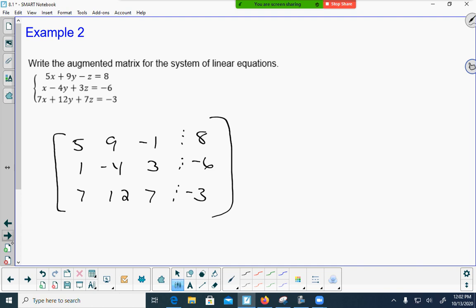Okay, you have to have the dots to separate the coefficients from the answers. If I were missing an X or a Y or Z, I would put in a 0 to fill in that space. That's easy, right?